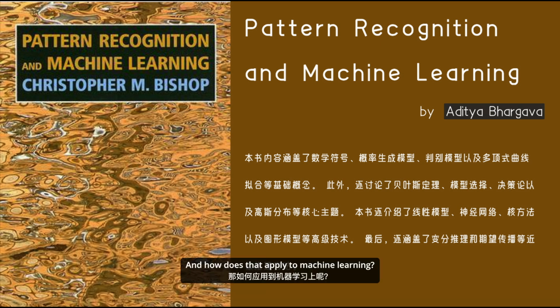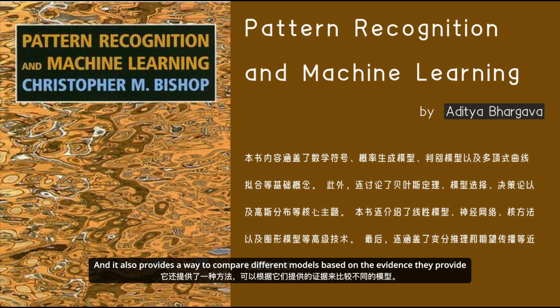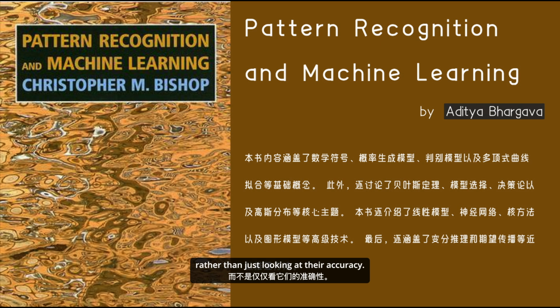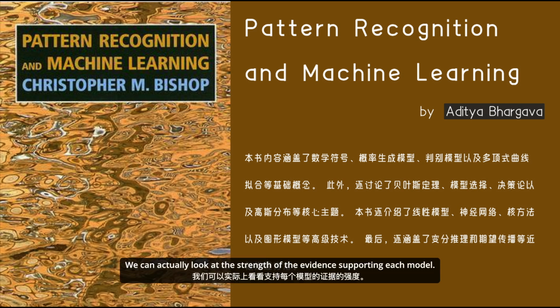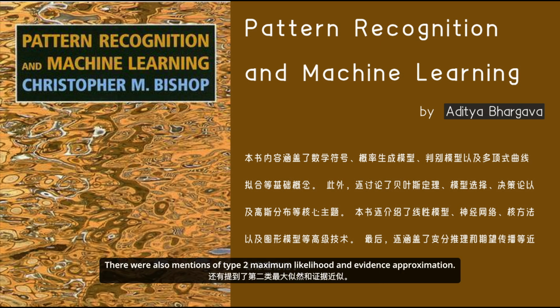And how does that apply to machine learning? Well, it allows you to handle uncertainty in a very natural and principled way. And it also provides a way to compare different models based on the evidence they provide, rather than just looking at their accuracy. So instead of just picking the model that has the highest accuracy on some test set, we can actually look at the strength of the evidence supporting each model. Exactly. That seems much more robust.